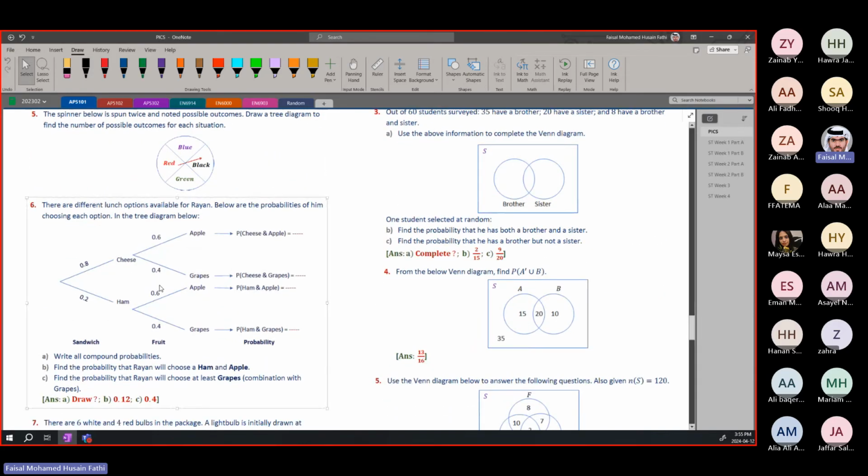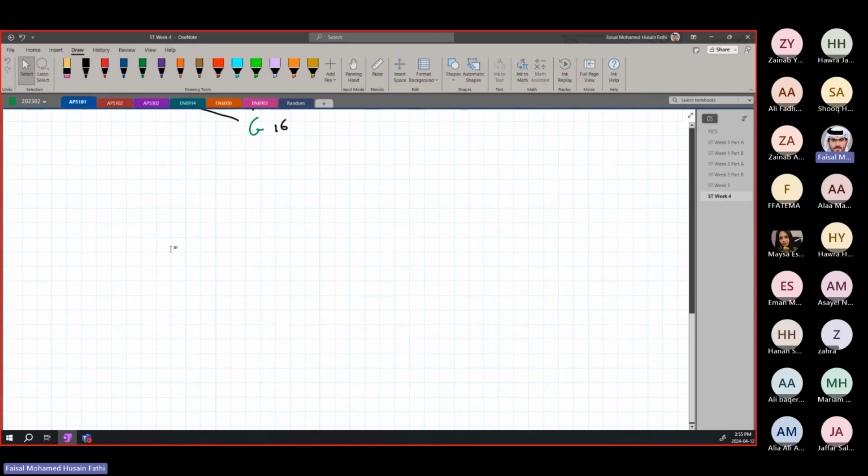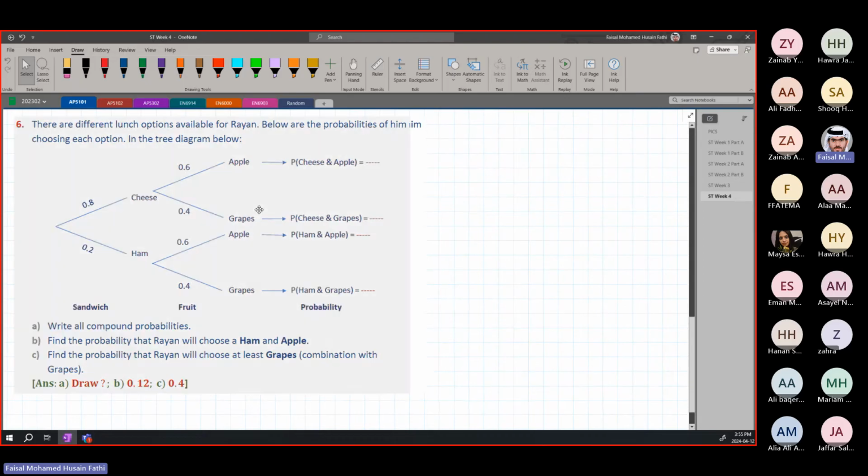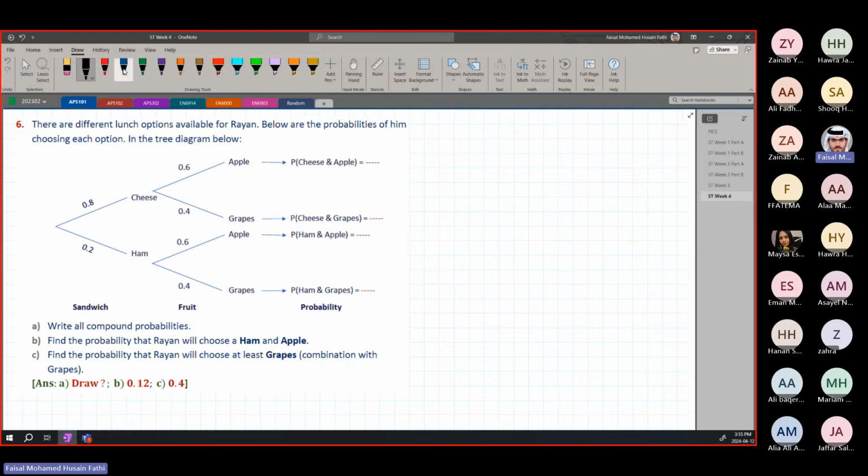Let's solve a question that already has a tree diagram drawn for us, so you can see how it will be solved as well. These are the different lunch options available for Rayan. Below are the probabilities of him choosing each option in the tree diagram. They already wrote the probabilities, so you have a 0.8 or 80% chance of him choosing cheese and a 20% chance of him choosing ham.